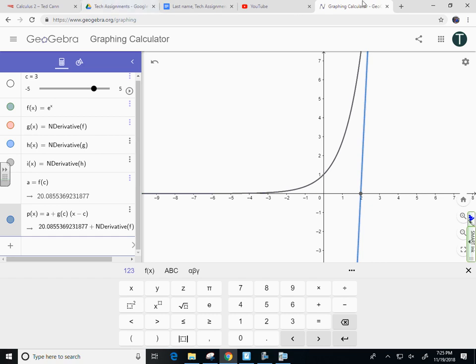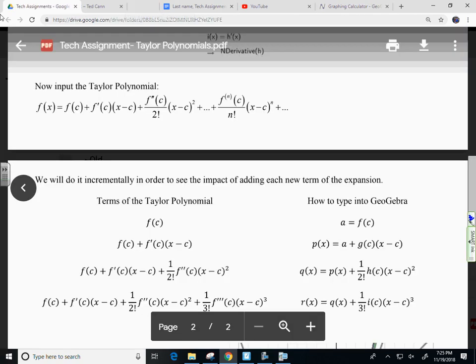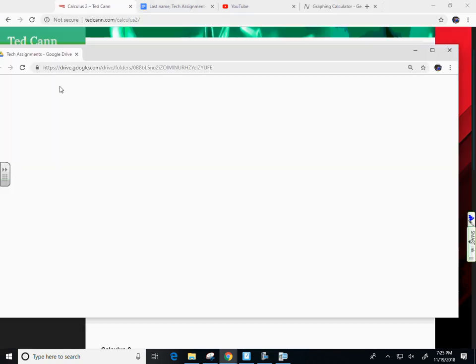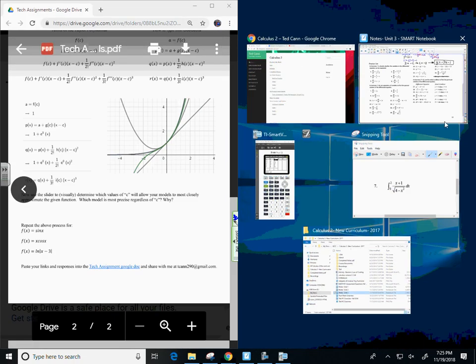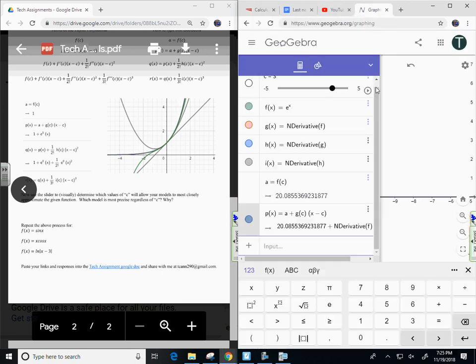All right, I'm going to do a split screen action here, I think. And where are you? It's the other one. This one. Oh, there it is.